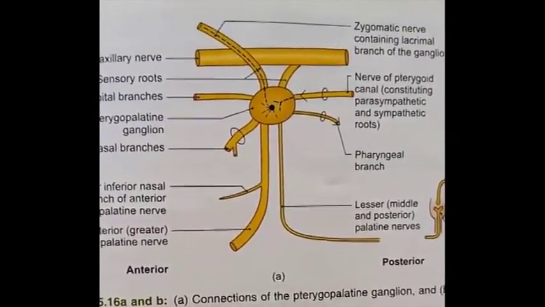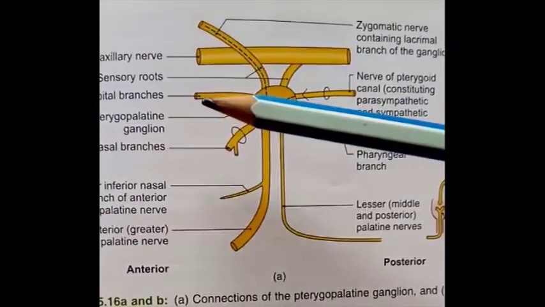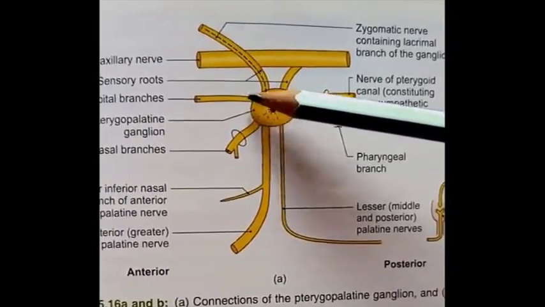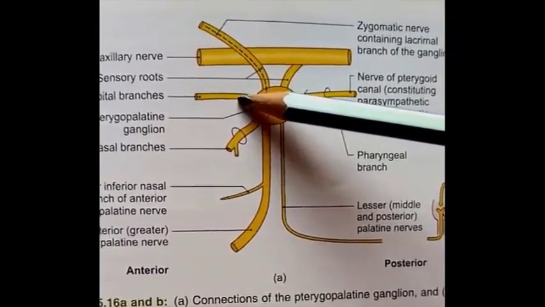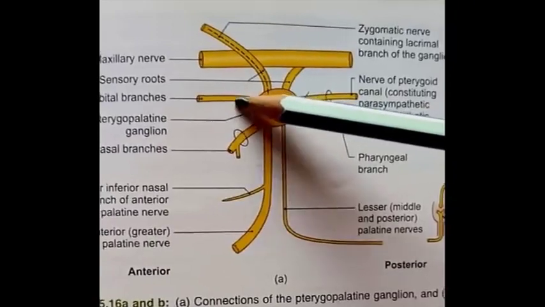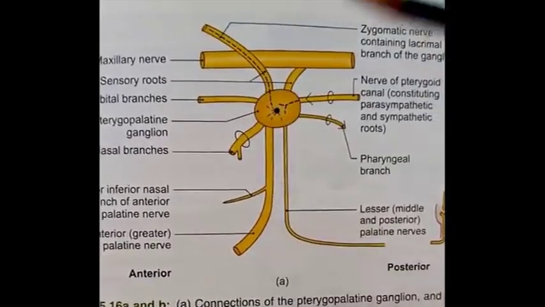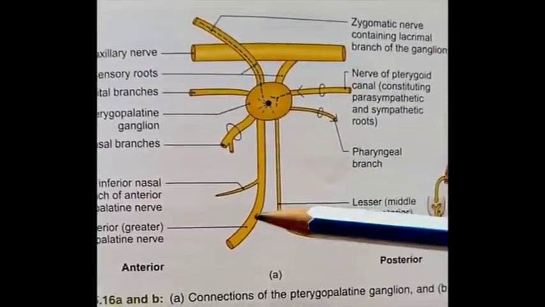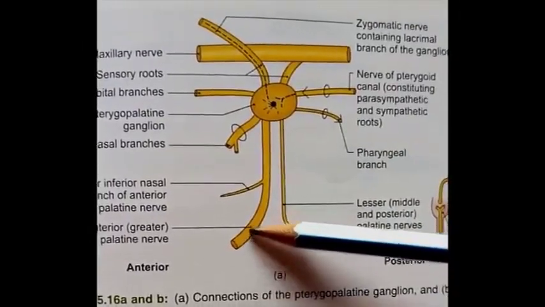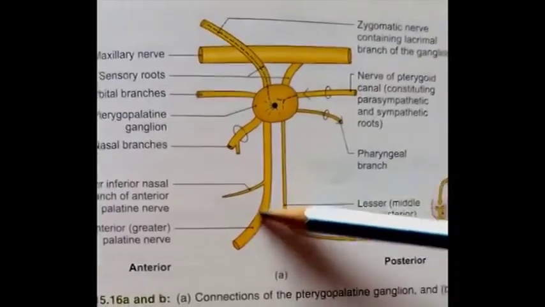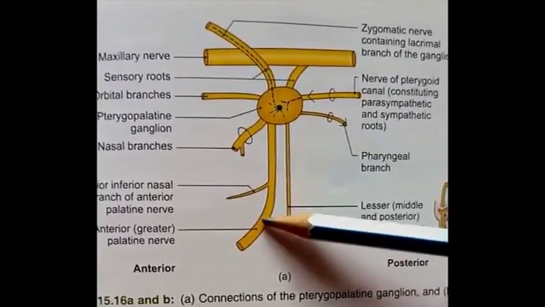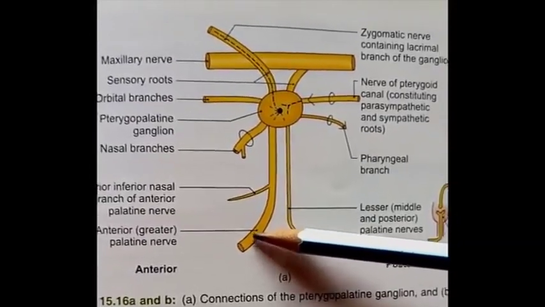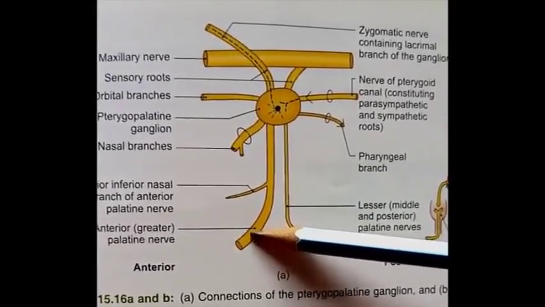The first branch is the orbital branch, which is visible here. It passes through the inferior orbital fissure and supplies the periosteum of the orbit and the orbitalis muscle, which is present in the inferior orbital fissure. The second branch is the palatine branch, that is the greater palatine nerve, which is also known as the anterior palatine nerve. This nerve descends downwards, passes through the greater palatine canal and supplies the hard palate and also the labial aspect of the upper gums.